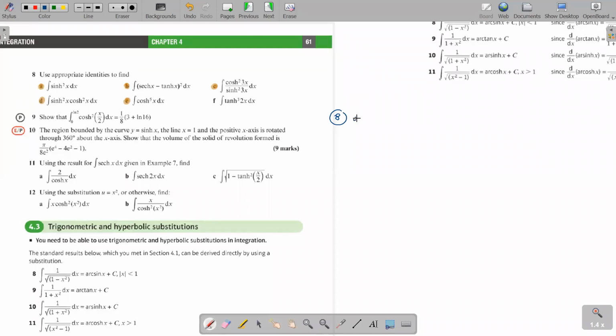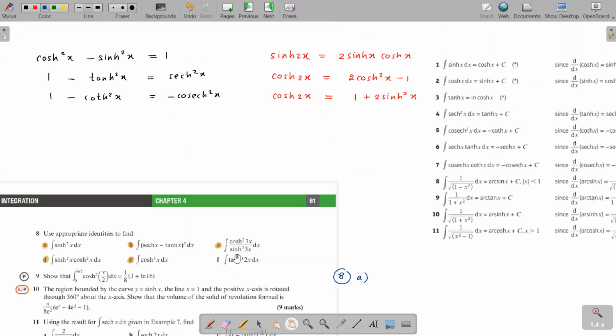Okay. Question number 8, let's do part A. Now in question 8, they say to use appropriate identities. So the first one is the integration of sine square. So what are the identities that we learned? Basically these are the three main identities: the trigonometric converted to the hyperbolic, and also the double angle rule. So these are the main identities we use to do all these questions.